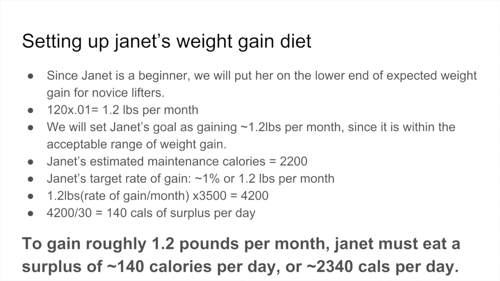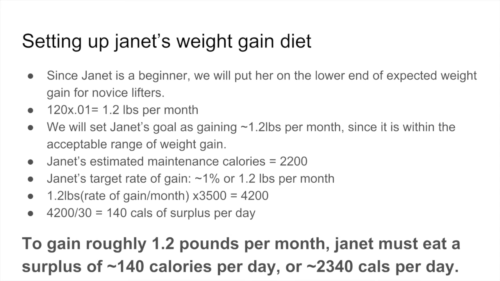So since Janet's a beginner, we will put her on the lower end of expected weight gain for novice lifters. 120 pounds times 1% equals 1.2 pounds per month. We will set Janet's goal as gaining 1.2 pounds per month, since it's within that acceptable 1 to 1.5% of body weight gain per month.